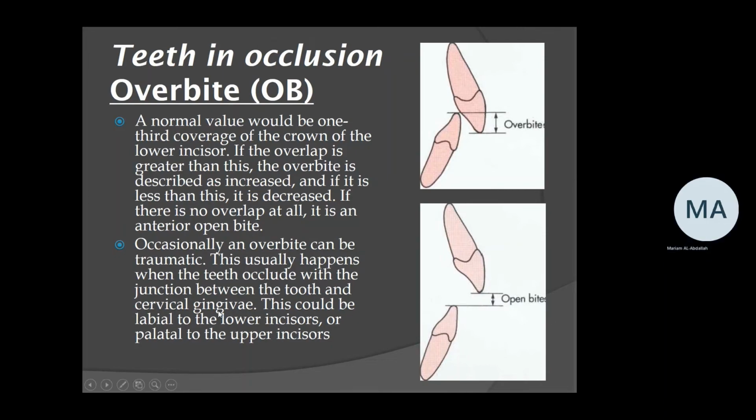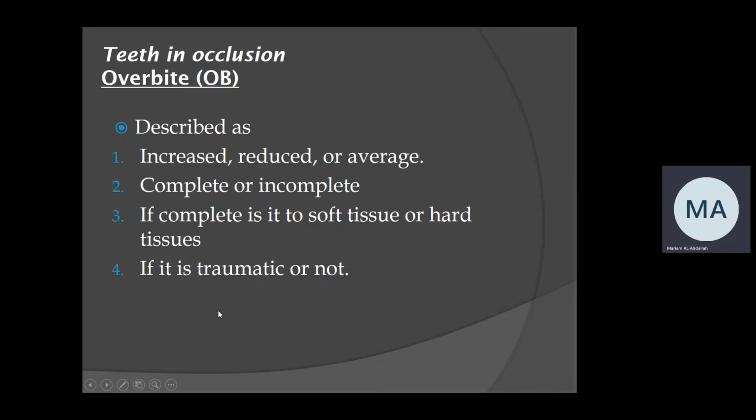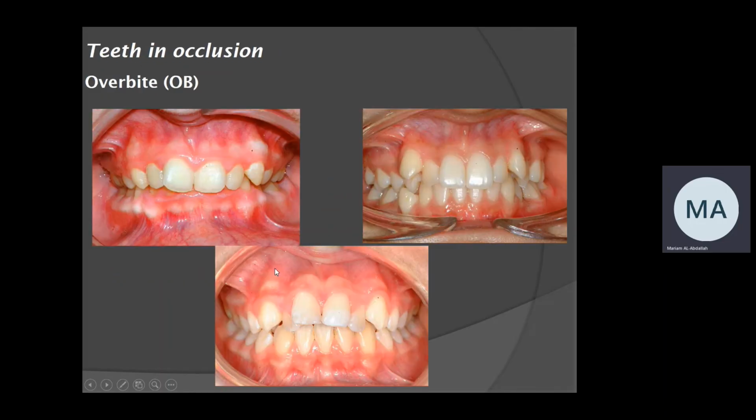Okay, right. So as we said, for overbite we need to say if it's increased, reduced, or average, complete or incomplete, soft tissue or hard tissue, traumatic or atraumatic. So as you can see here, this is an example of a deep, complete overbite. Increased. When I say deep, it means an increased overbite. This is an example of an average overbite. And this is an example of a reduced overbite.